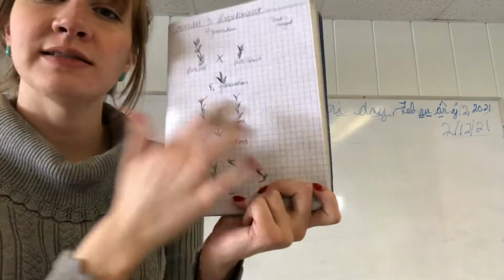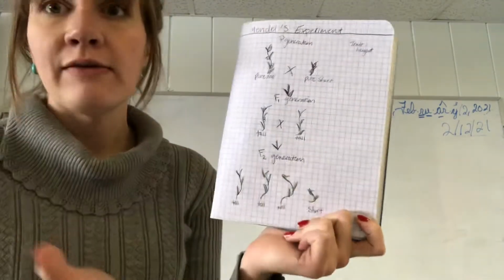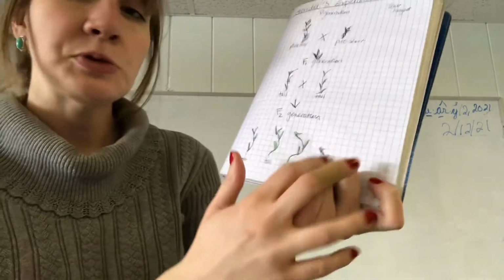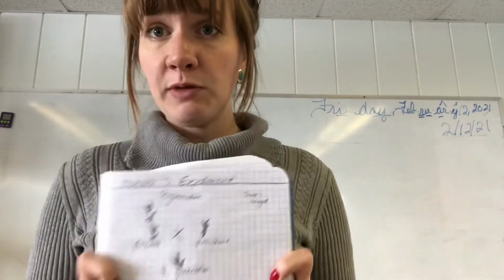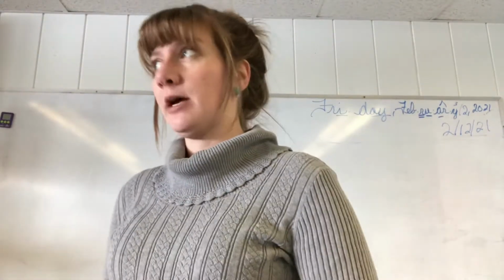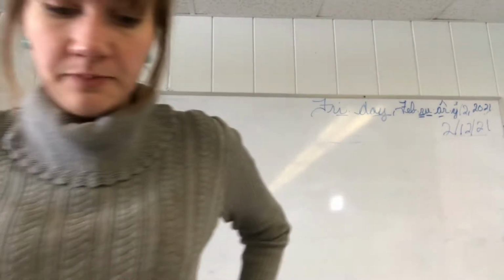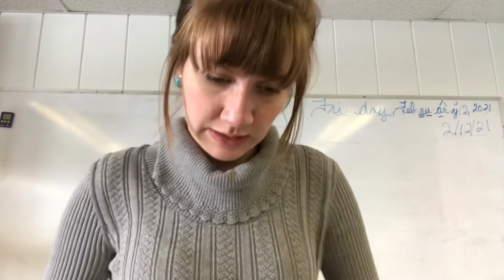So then he crosses these, and he gets about 75% tall, and 25% would be short. So this is what happened in his experiment. Now it's time to make sense of that. How is that possible, and why is that happening? Which is how we think in science.